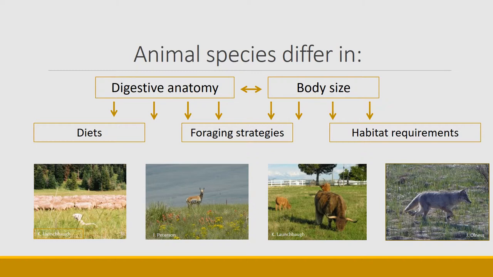Yeah, and these are the things that we as wildlife biologists and range ecologists are often interested in: those diets and their foraging strategies and habitat requirements. So those will come up later when we start doing range management. So we know where those come from, their digestive system and body, and now this is where the rubber hits the road. Right, and I think these are important to think about when we think about groups of different kinds of herbivores on the same range.